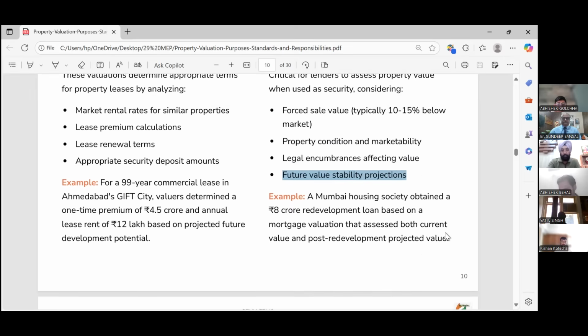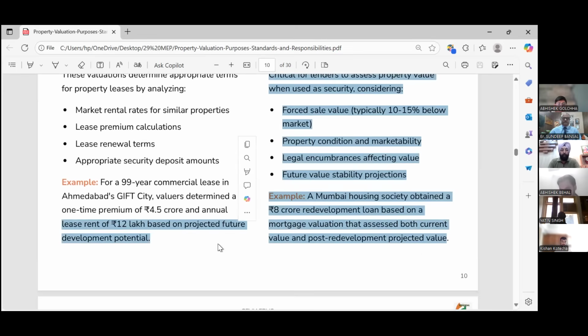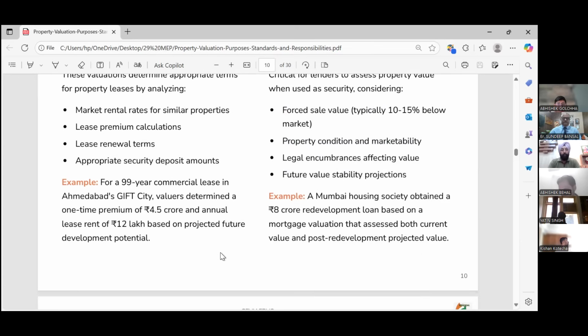for any financial institution. So for example, a lease is for a 99-year commercial lease in Ahmedabad's Gift City, where values determine a one-time premium of 4.5 crore and an annual lease rent of 12 lakh based upon the projected future development potential. And for mortgage, Mumbai's Housing Society obtained an 8 crore development loan based on the mortgage valuation that assessed both current value and post-development projected value.